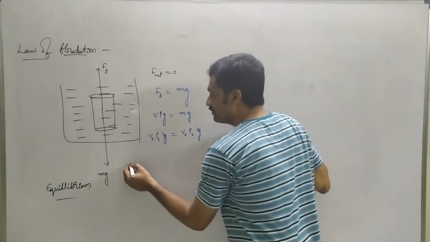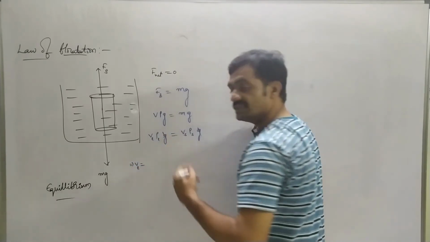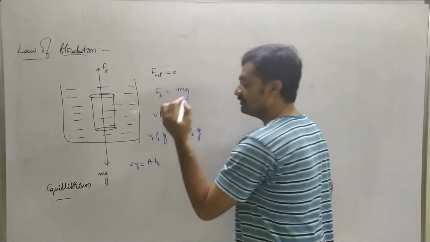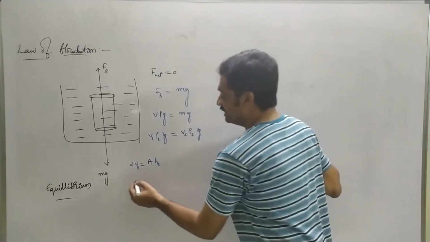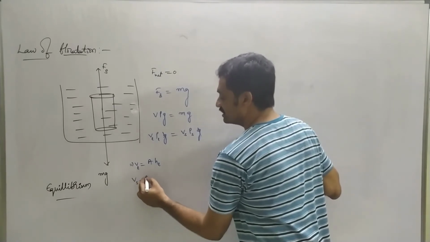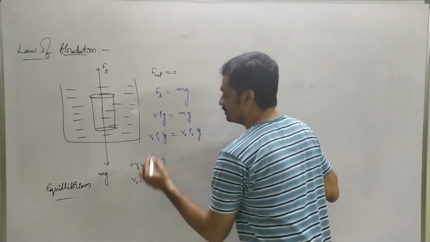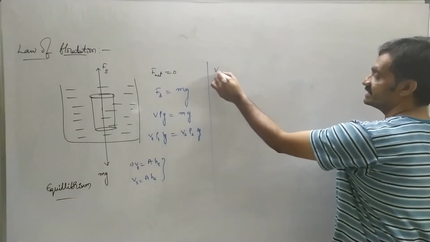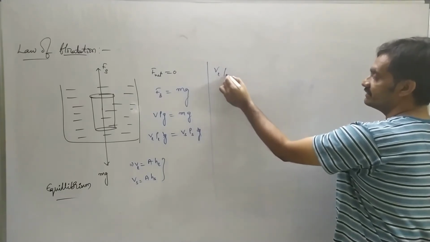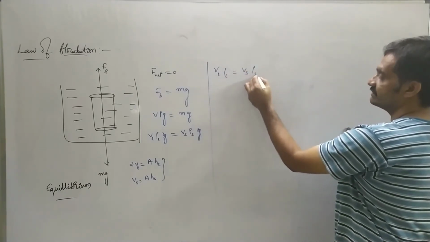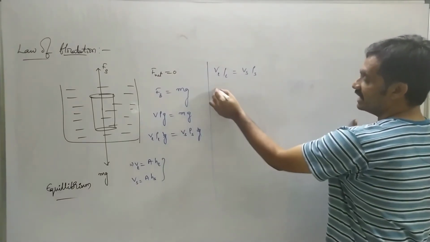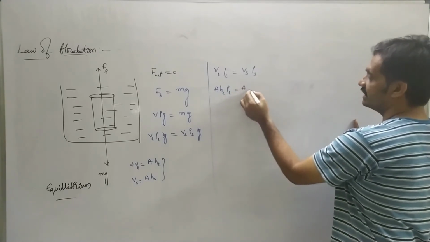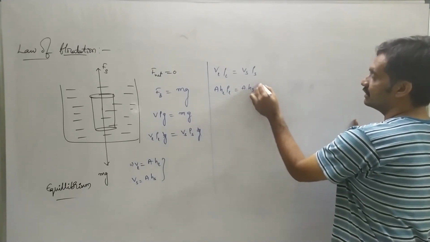Then the volume of the fluid can be represented as V_L is equal to area of the body, A, into height of the fluid, H_L. In the same way, the volume of the solid body is equal to A into the height of the solid body within the fluid. As we substitute the volume in this expression, we can represent it as V_L into rho_L is equal to V_S into rho_S, which is area A into H_L into rho_L is equal to area A into H_S into rho_S.